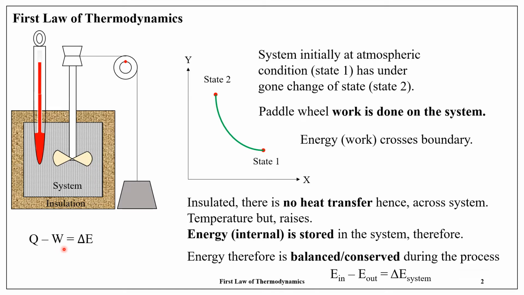And the system is insulated, therefore Q is 0. We can write then minus W equal to delta E, meaning one form of energy, work, that is the paddle wheel work, done on the system is stored in the system. That's why energy is balanced or conserved. That is the law of conservation of energy.